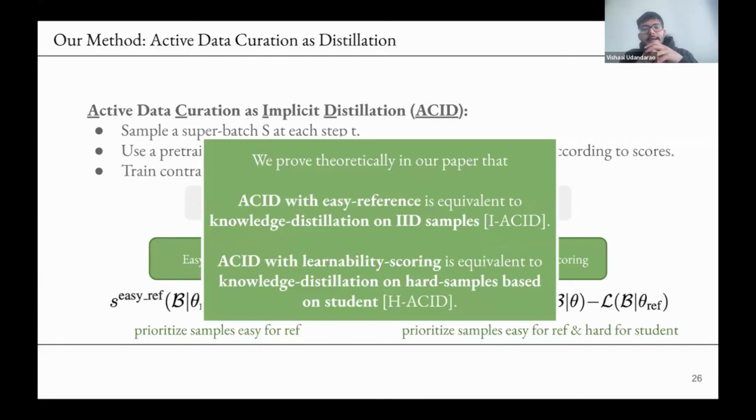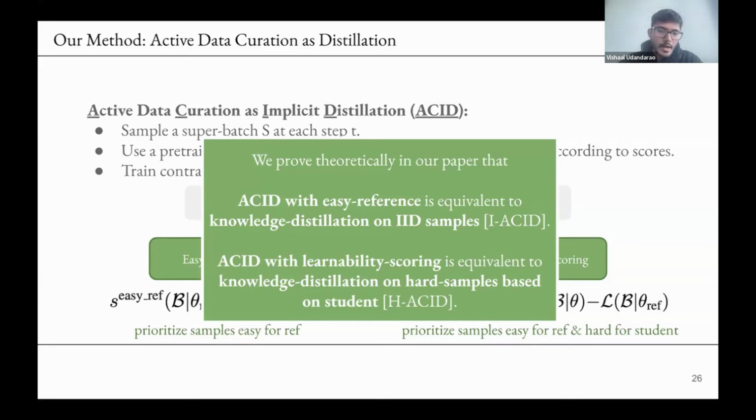A nice theoretical tidbit in our paper is that we show that this active curation with easy reference is theoretically equivalent to doing knowledge distillation on IID samples. I'm going to skip the theory because we don't have too much time, but you can find it in the paper if you're interested. We show that if you use easy reference scoring with a teacher, it's theoretically equivalent to doing knowledge distillation on just IID samples. And if you did curation with learnability scoring, it's again theoretically equivalent to doing knowledge distillation on hard samples based on the student.